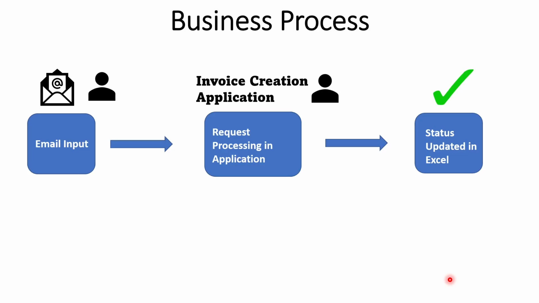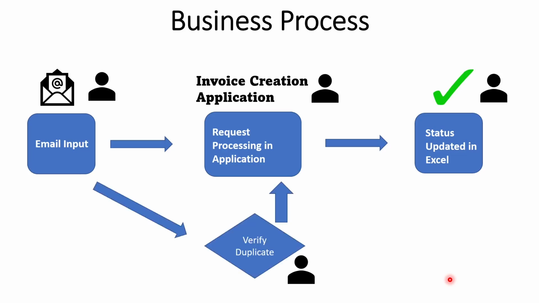Now he will take the invoice number and open the status Excel. He will insert the invoice number, date and other details, and update the status. There will also be a step where he will verify for duplicates. Before creating the invoice, he will first go to the Excel and check if the invoice has already been generated. If yes, then he will not generate the invoice again. Otherwise he will create the invoice.